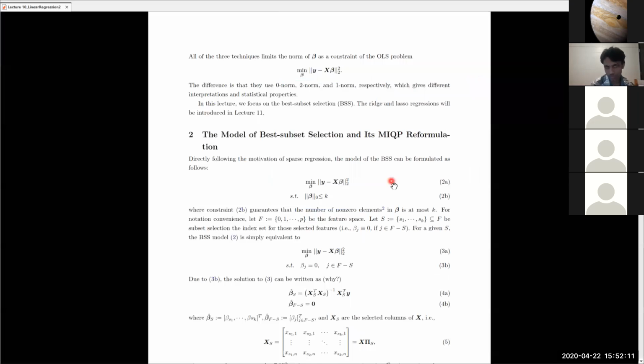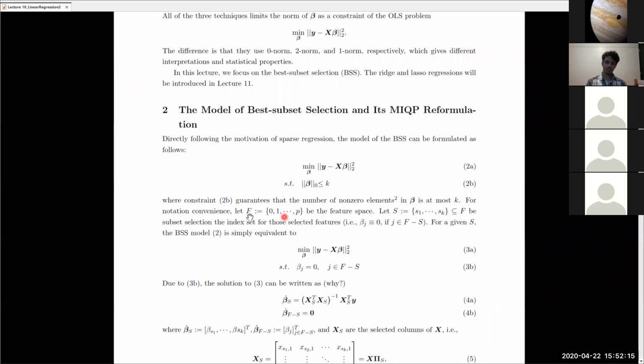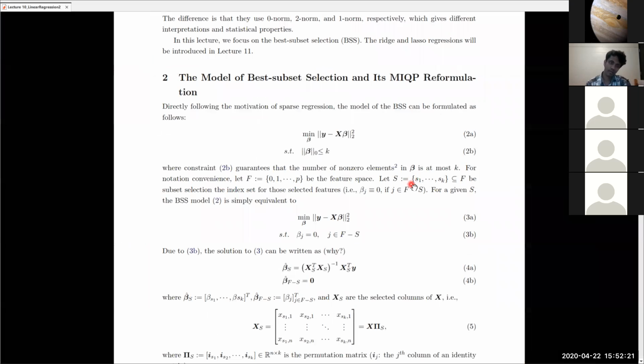To make my life easier, I define F to be the feature space, 0 to P. So I totally have P minus 1 features in the beginning. And what I want to find is a subset of this F which includes K elements. In some cases, you may see it is less than K, but in most cases it is going to be K elements, such that this part is going to be minimized.